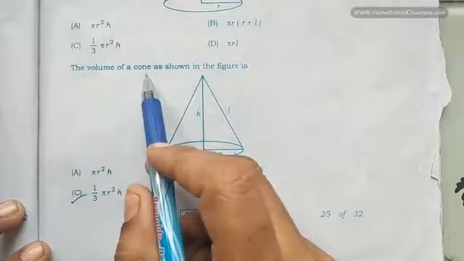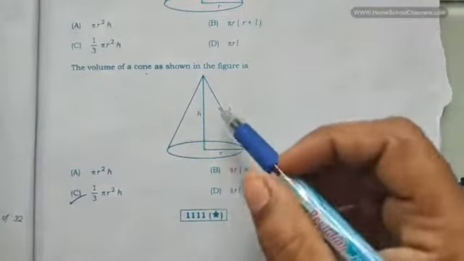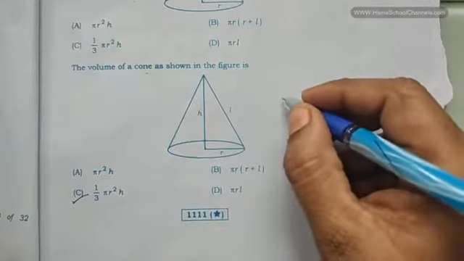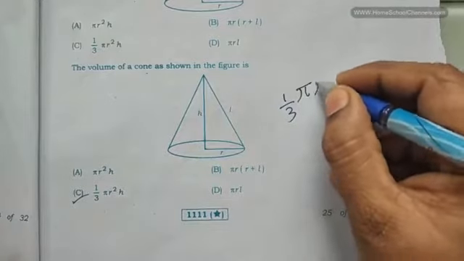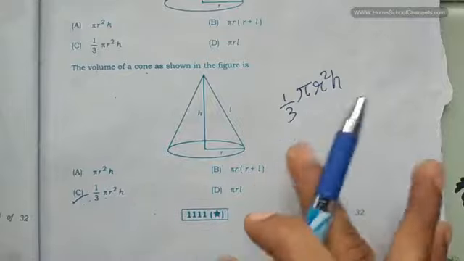37th one, the volume of a cone as shown in the figure is, you can see the cone, height, radius and slant height are given. What is the volume of a cone? We know that it is 1/3 of the volume of a cylinder, that is 1 by 3 pi r square h. Your option C is the right answer.